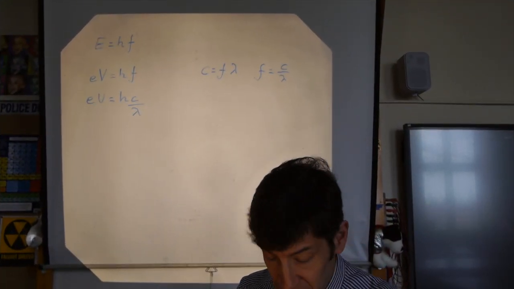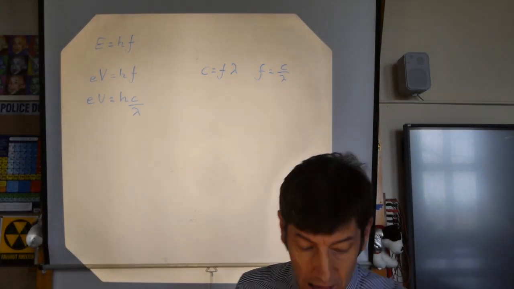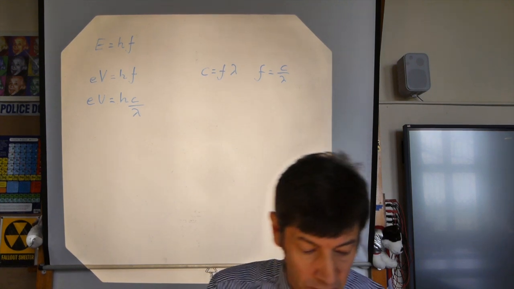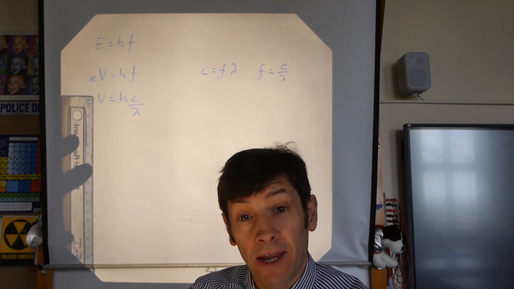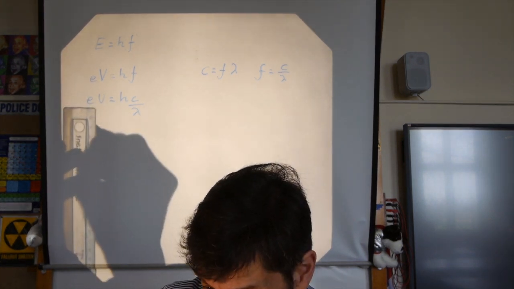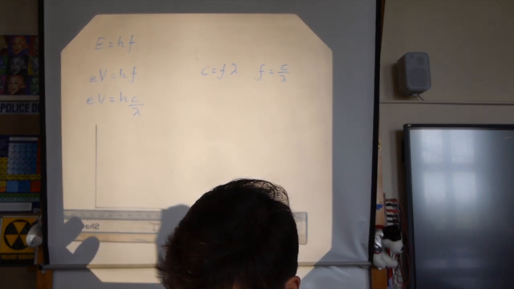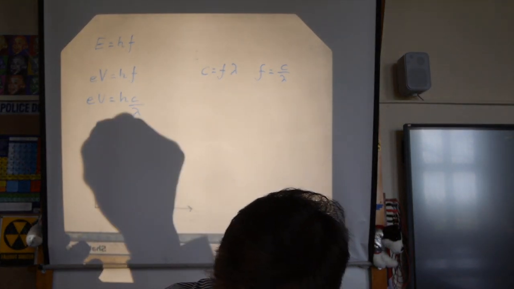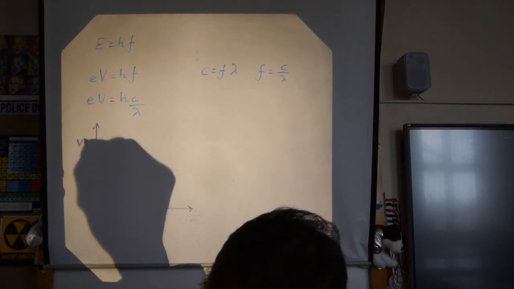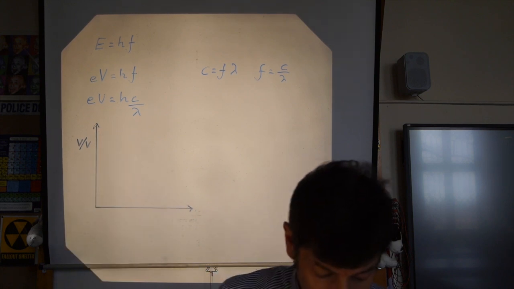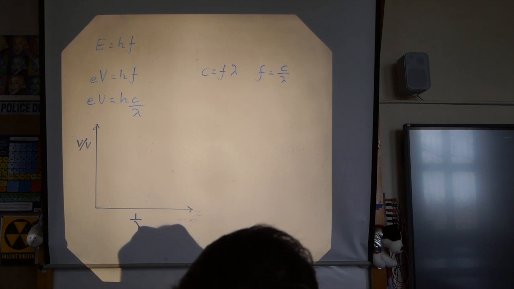Okay, so let's analyse our data. And this is a little bit fiddly, so follow me through. What we're going to do is plot a graph of voltage against 1 over wavelength. And I'll justify that in a minute. So this is what our graph's going to look like. So the usual axes. And the y-axis is going to be potential difference, or voltage in volts. And the x-axis is going to be 1 over wavelength.